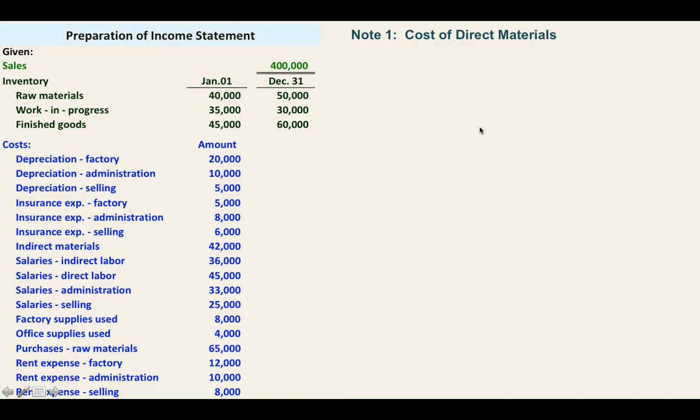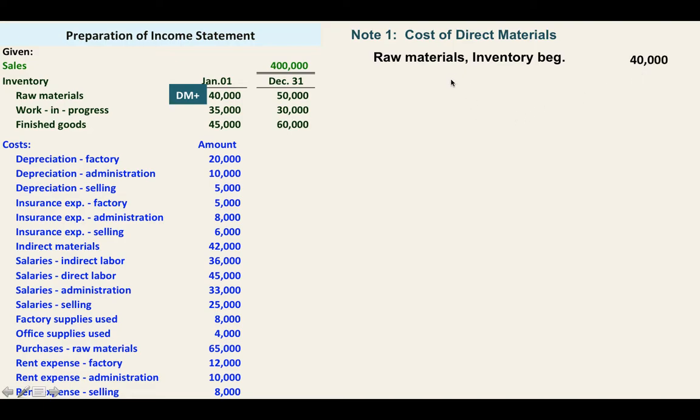And the first thing that we are asked to do is prepare Note 1, which is the details of the direct materials. Okay? So in preparing direct materials, we need the raw materials inventory beginning. So we have to look at our problem. What is the amount of the raw materials inventory beginning? So here we will have 40,000. So we will put 40,000 here.